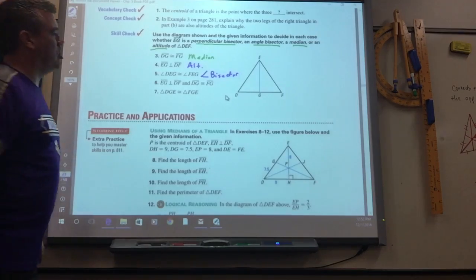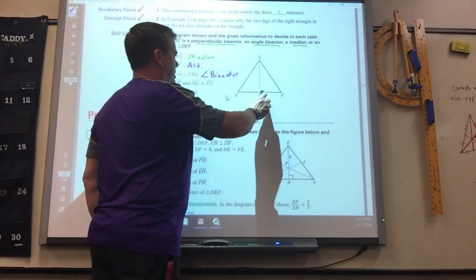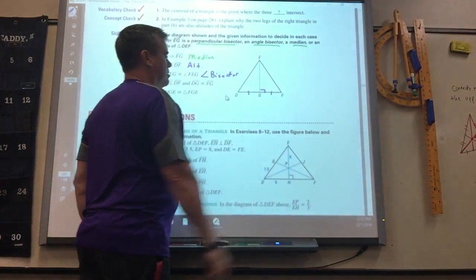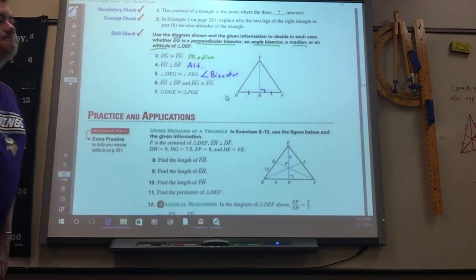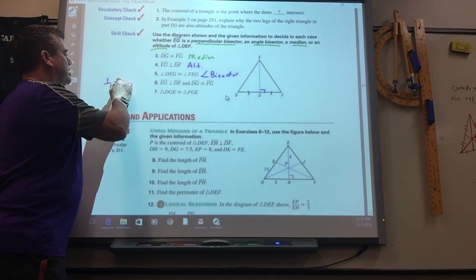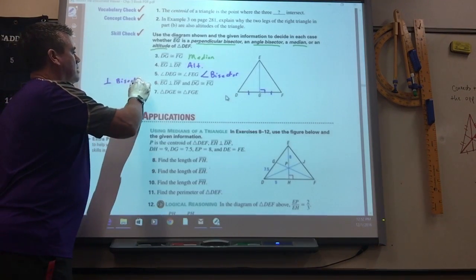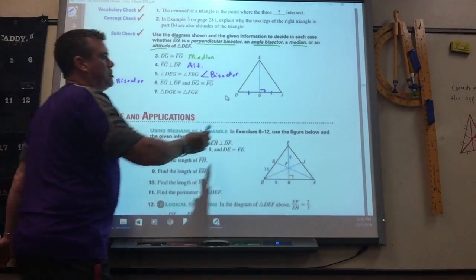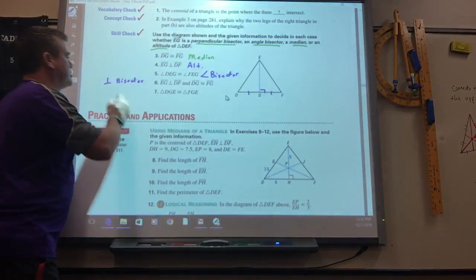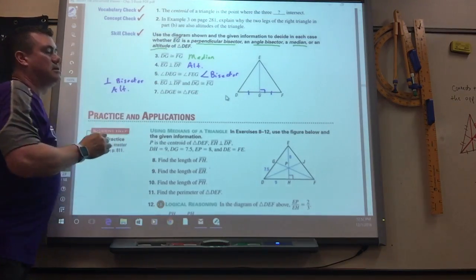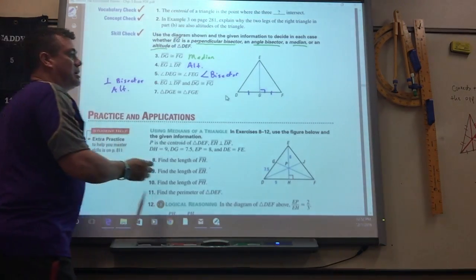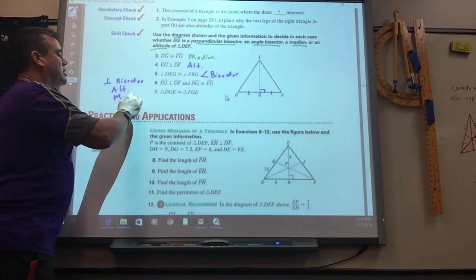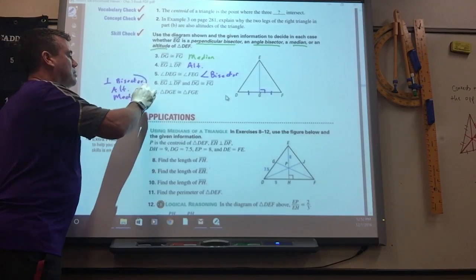Okay, now they give us a little more. EG is perpendicular to DG and DG is congruent to GF. Oh, there is a perpendicular bisector. It can be more. It's an altitude because it's from the vertex perpendicular to the other side. And a median because it goes from the midpoint to the other vertex. So 6 is all 3 of those.